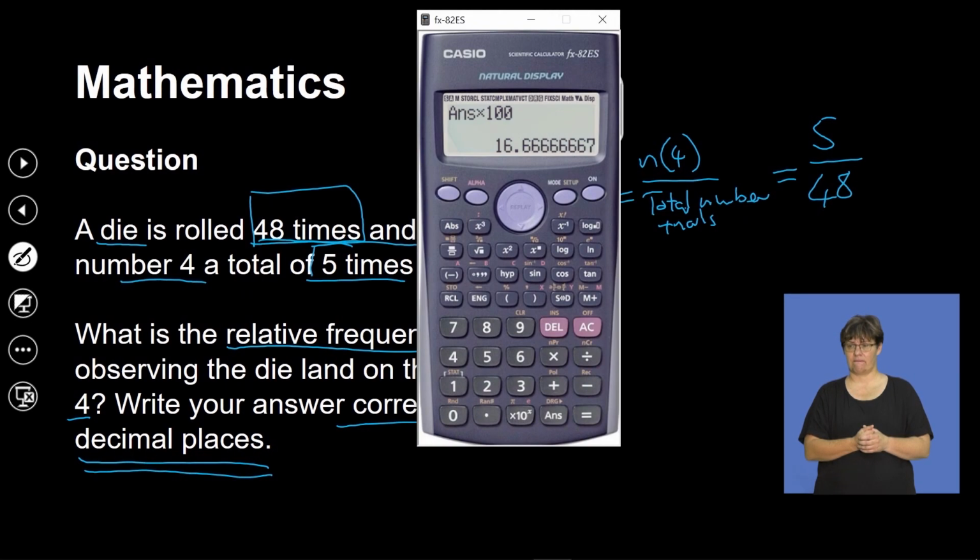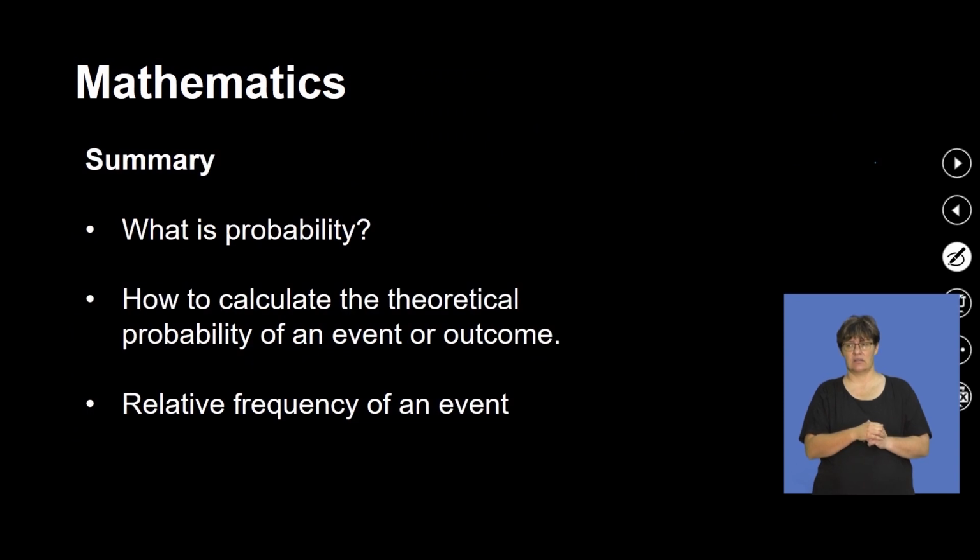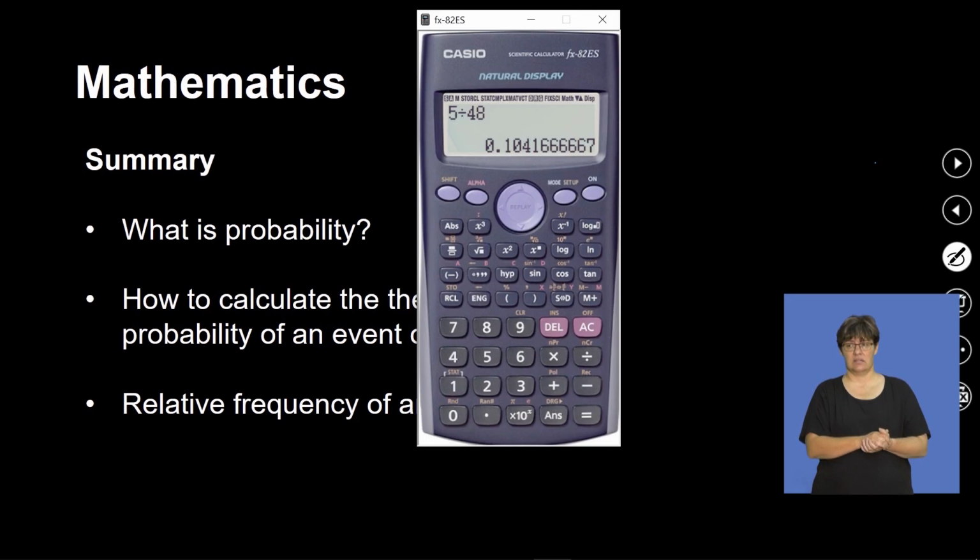So here we go. Remember, that was the probability. Now I'm going to use the calculator to work out the relative frequency. I'm going to say 5 was the number of times that it landed on 4, and I'm going to then divide this by 48. And I'm going to say 5 divided by 48 is equal to 5 out of 48. No big surprises there. But look what it says this is in terms of a number. 0.10416. Now I need to write it to 2 decimal places.